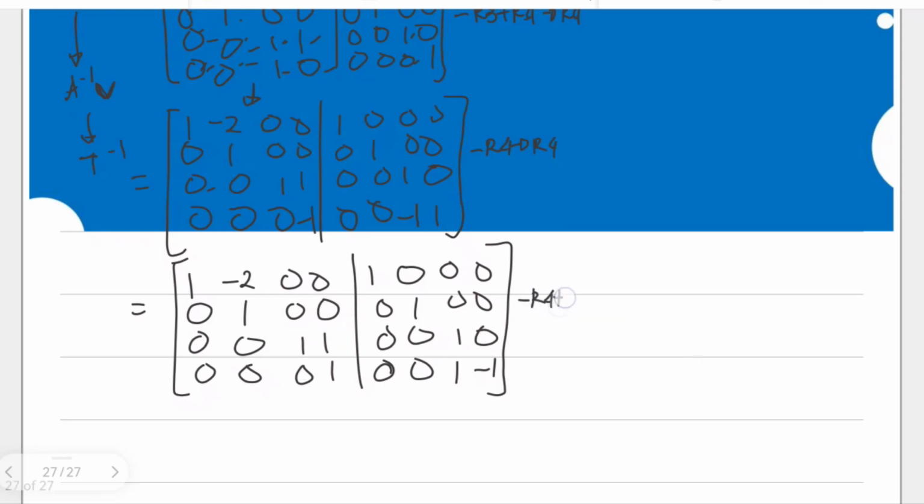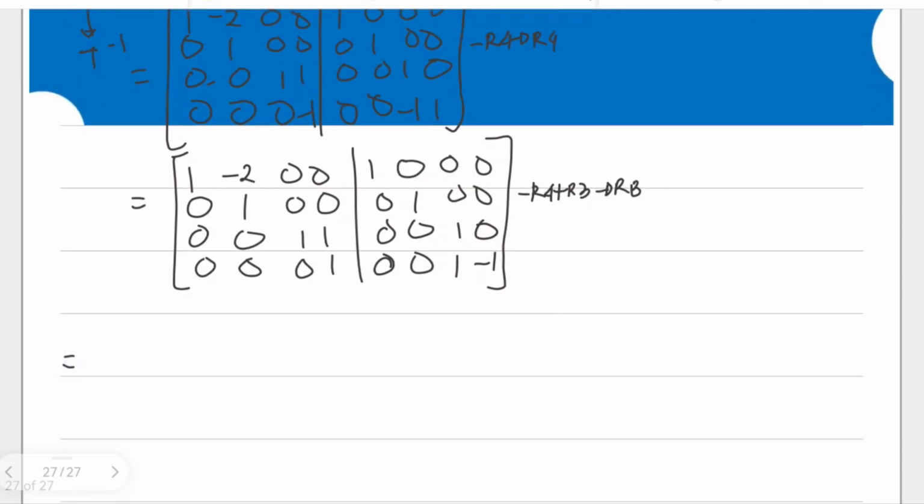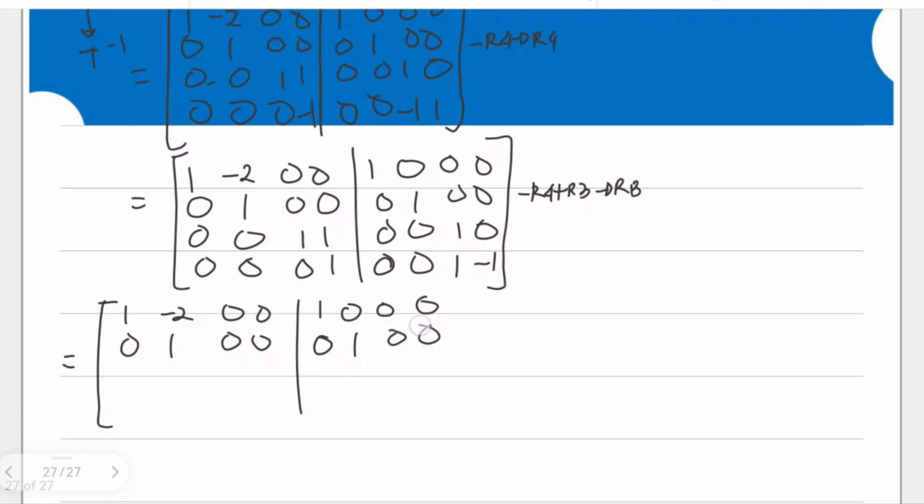Negative of row 4 plus row 3 equals the new row 3. So you have 1, negative 2, 0, 0, 1, 0, 0, 0, 0, 1, 0, 0, 0, 1, 0, 0, 0, 0, 1, 1, 0, 0, 1, 0, 0, 0, sorry, my bad. It's the third row that we are changing. So let's start with the fourth row: 1, 0, 0, 0, 1, 0, 0, 1, negative 1.